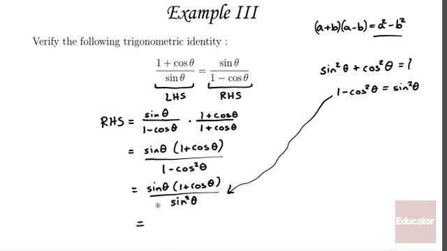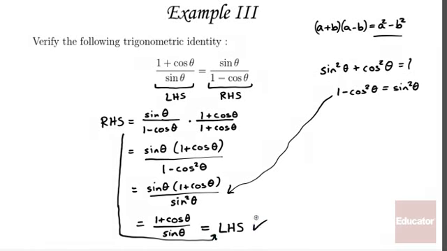And so we get some cancellation going on. The sine in the numerator cancels with one of the sines in the denominator, leaving us just with 1 plus cosine theta over sine theta. And look, that's the same as the left-hand side that we started with. So we started with the right-hand side, and we were able to work it all the way down and end up with the left-hand side, verifying the trigonometric identity.